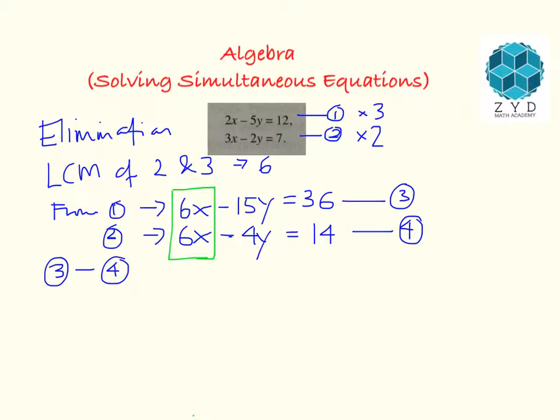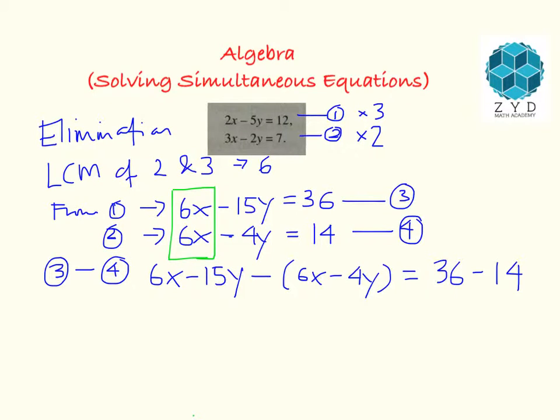What we are going to get is 6x minus 15y, then we have to minus equation 4, 6x minus 4y. That is for the left hand side. For the right hand side is 36 minus 14. Let me show this clearly. This is from equation 3, this is the minus sign, this is equation 4, this is the equal sign. This is the term from equation 3, then the minus sign, and this is the term from equation 4. So basically, you're looking at equation 3 minus equation 4.